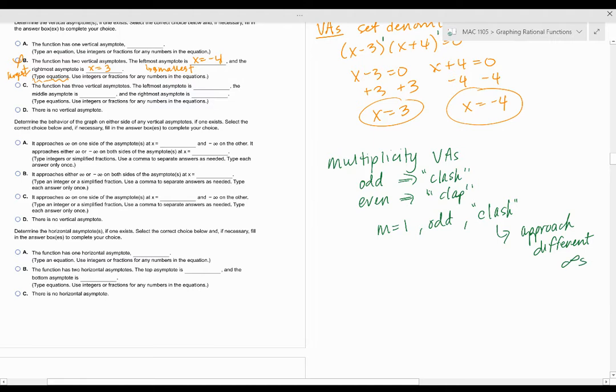Okay, so as I go over to my answer choices, A says it approaches infinity on one side of the asymptotes and negative infinity on the other, and then it approaches positive infinity or negative infinity on both sides. So in the first choice, it's telling you that you have asymptotes that clash and clap. We don't have that. B says it approaches infinity or negative infinity on both sides. All right, we don't have that. That's telling us that they're both going to clap. And C says it approaches infinity on one side of the asymptote and negative infinity on the other. That's what I want. That tells me that it's clashing. And it's clashing at both of my asymptotes. And I'm going to type them in there from smallest to greatest. So -4, 3. So C is my answer.